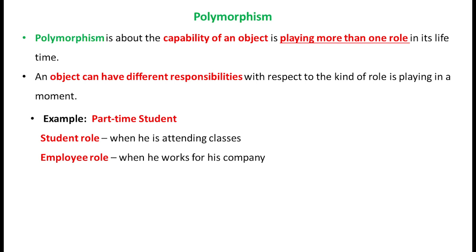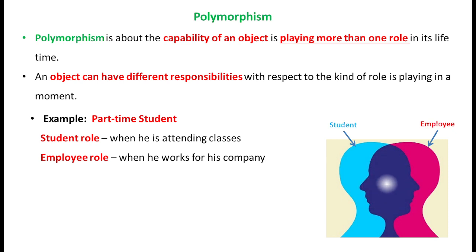Okay, here you can find an example, that is a part-time student. The part-time student has to play two roles. One is that he has to act as a student, because when he attends the classes, he has to take notes and also appear for exams. But he also has one more role, the employee role, because he is a part-time student. So in one part of his lifetime he has to carry out the activities of a student. In another part of the day he has to carry out activities like an employee role. At that time he has to work for his company.